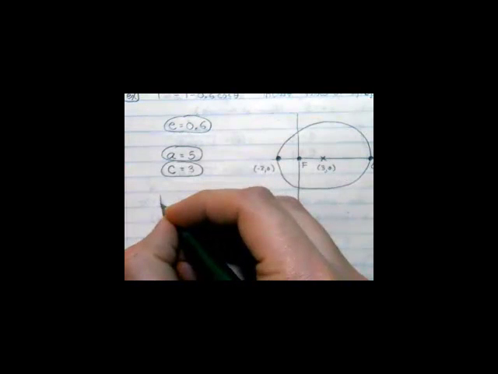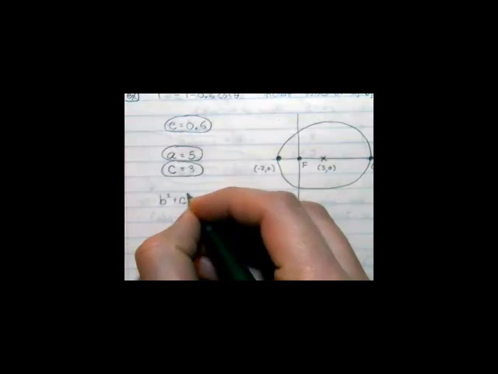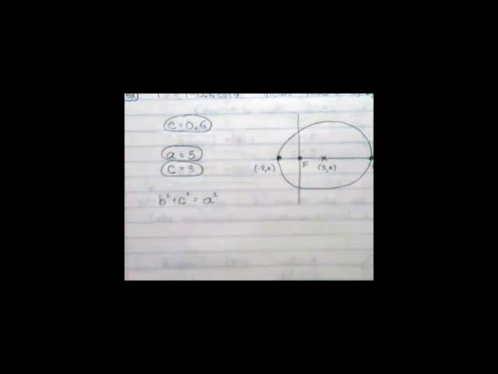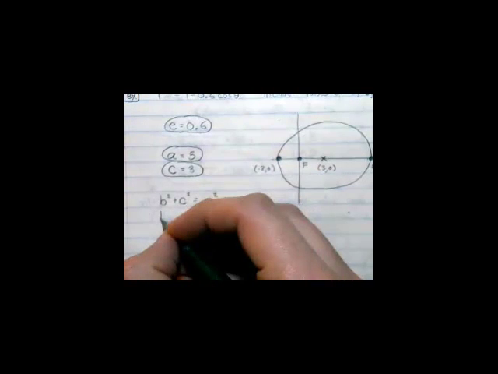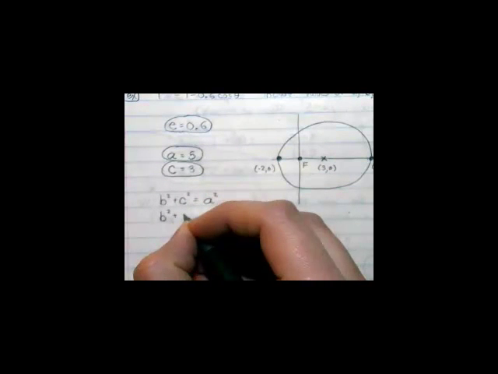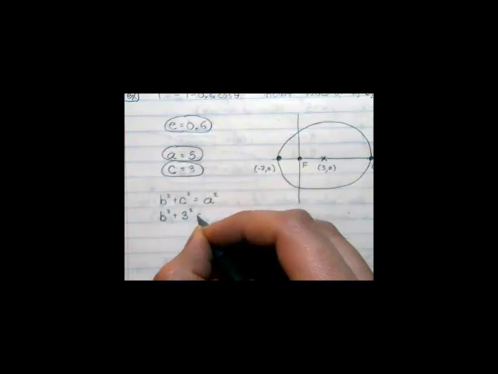We still got to figure out B. Now, how do I figure out B? Yeah, it's an ellipse, right? B squared plus C squared equals A squared, so I can use that to find the B. So B should be 4, looks like. On that one then. Did I do my math right there? I think so.